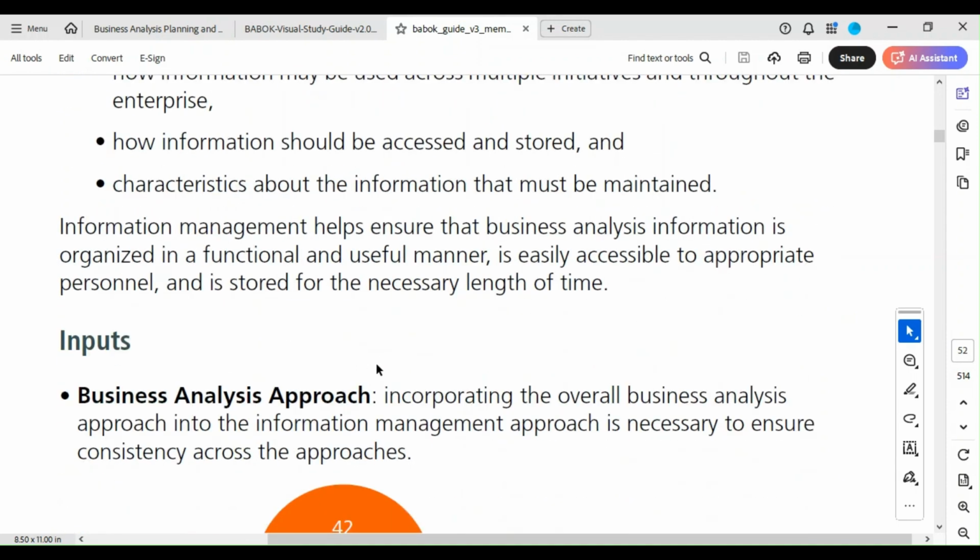So let's move on. Information management helps ensure that the business analysis information is organized in a functional and useful manner. You don't want your information to be all over the place. It's especially accessible to appropriate personnel. So you give access to who you want access to be given to, and stored for the necessary length of time.